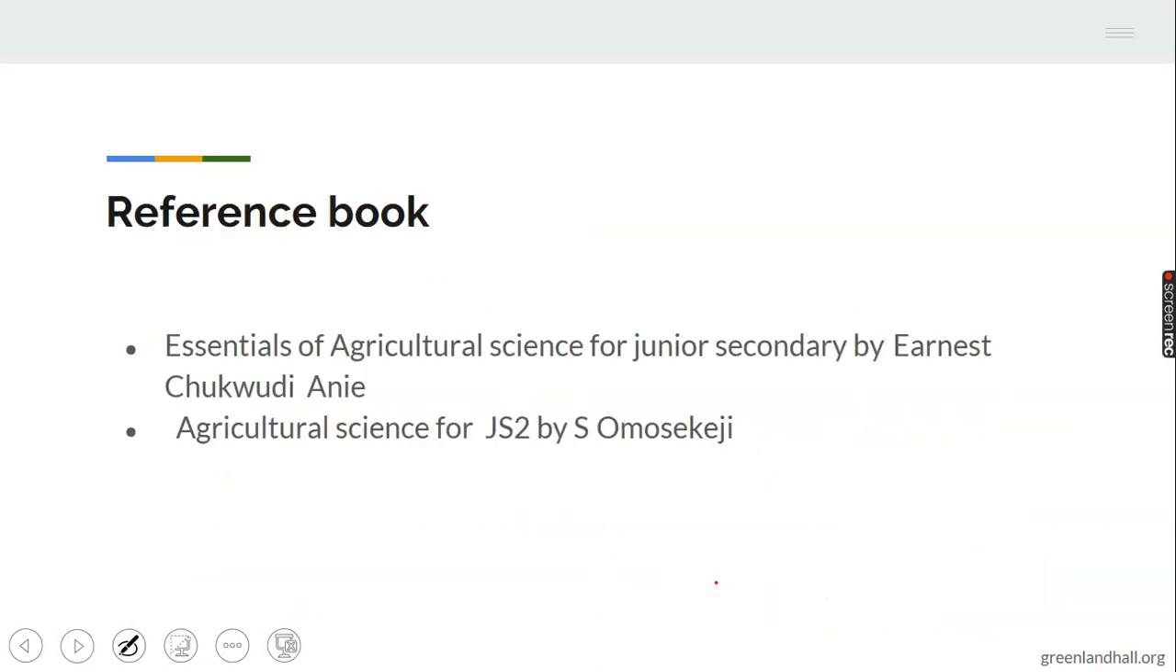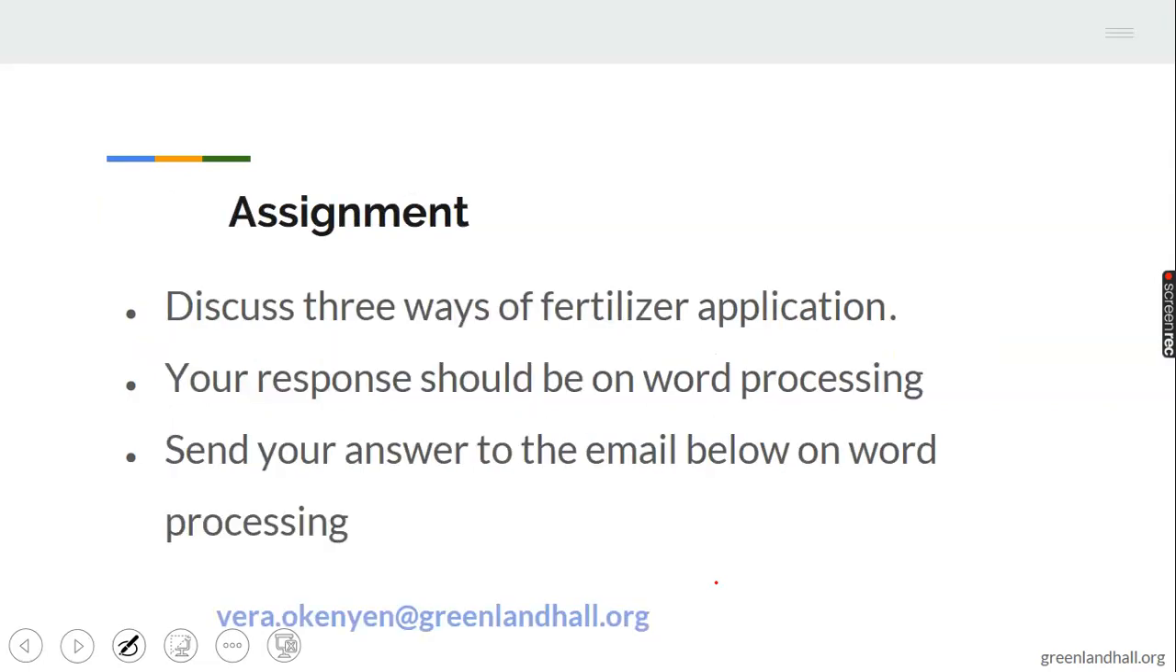So for further reading, we should look for a very good textbook, Essentials of Agricultural Science for Junior Secondary by Ernest Chukwudi Ani. It's a very good textbook for us to read through to get this topic vividly. Then we have Agricultural Science for JSS2 by S. Omosekeji. This is also a very good textbook for us to read further.